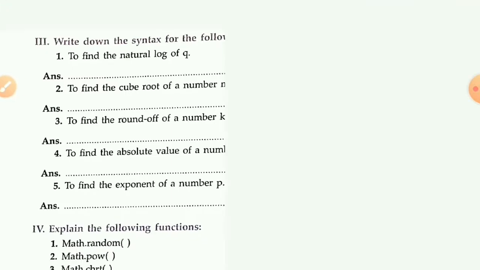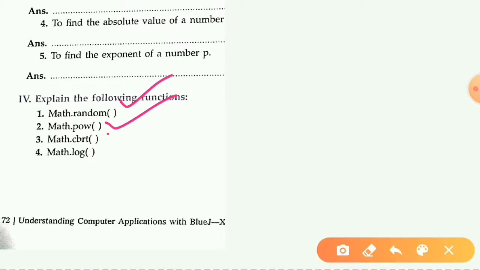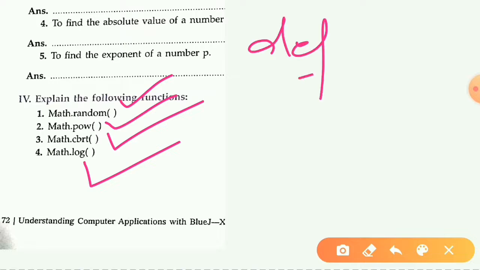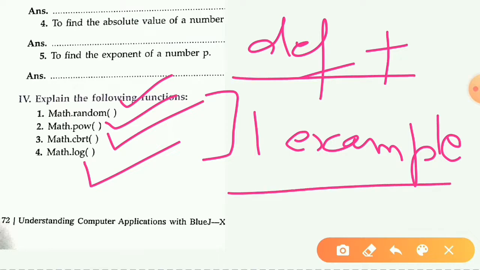Now for the fourth part, you have to explain the following functions: Math.random, Math.pow, Math.cbrt, and Math.log. In your book you have the definitions for the same, so please write down the definition followed by one example. You have to write down all these answers and the previous ones also in your copy. Please mention the definition as well as one example for every function in your copy, and when you are asked to write in the exam, again you will give one example for every function.